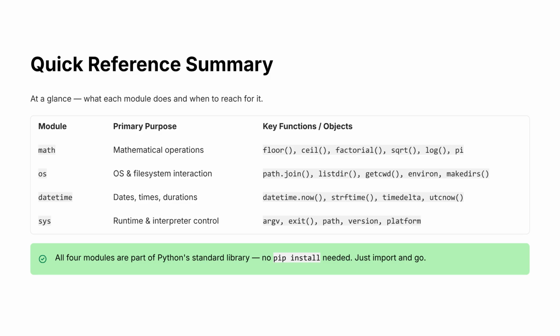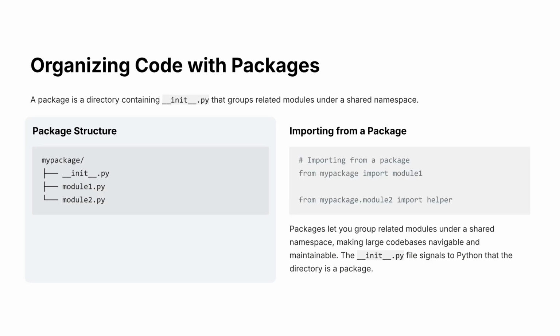Just import and go. Once your project grows beyond a handful of files, you'll want packages. A package is just a directory with an __init__.py file inside it. That's __init__, by the way. That file is what tells Python, hey, treat this folder as a package.